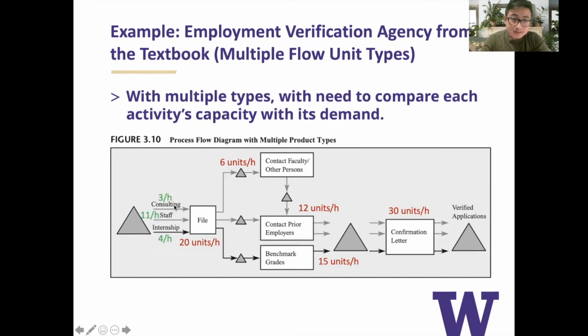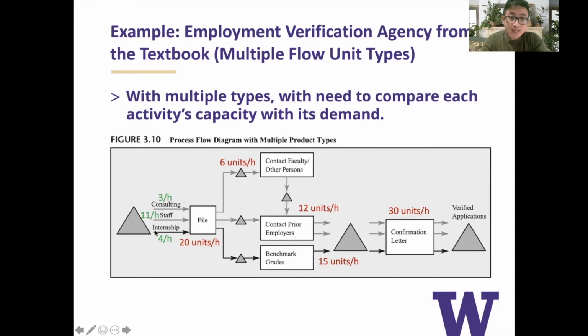Since consulting is 3 applications per hour, while this resource or this activity, contact faculty or other persons, can handle 6 units per hour, this doesn't seem to be the bottleneck, right? And we can continue to see, now 3 goes through this step, and so 3 will go to the next step. And here we have 12 units per hour.